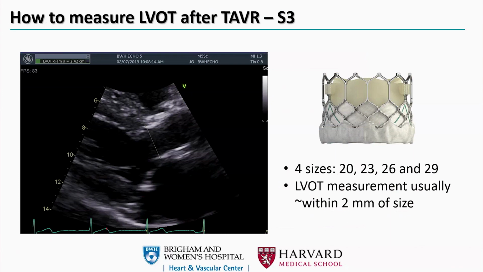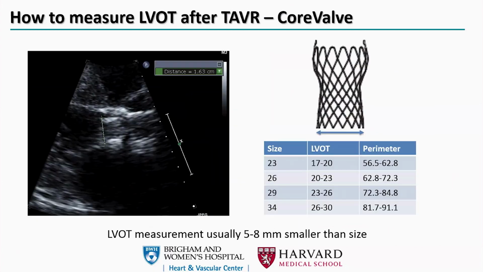For the SAPIEN valve, there are really 4 sizes. The valve is basically a cylinder, so the outer to outer dimension is usually within 2 millimeters of the size. In this case, this is a 26 millimeter S3 valve, which corresponds to an LVOT dimension of about 24 millimeters. If you're measuring the LVOT for an S3 valve, and you're getting a measurement that's more than 2 to 3 millimeters smaller than the size, you're probably measuring it wrong. So that's an important check to keep in mind.